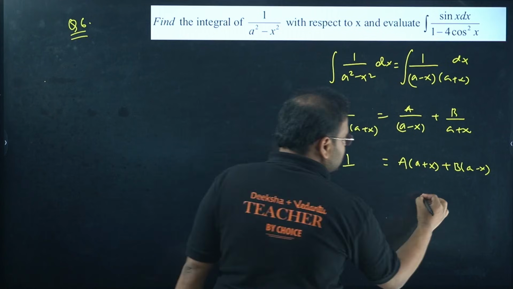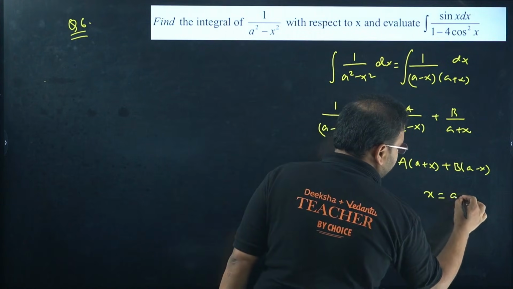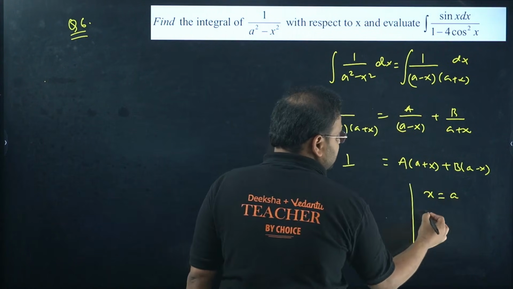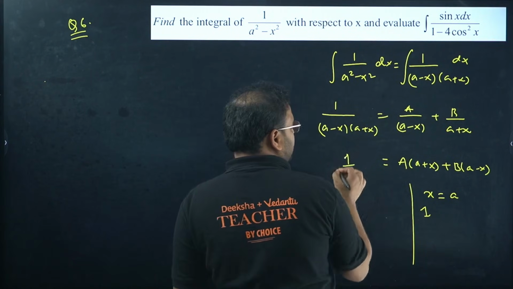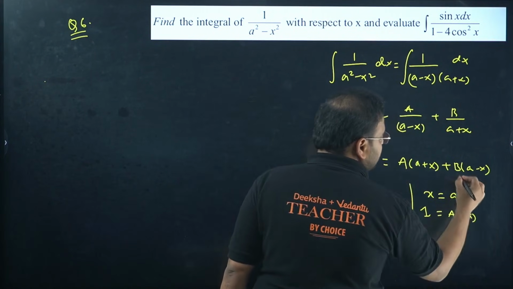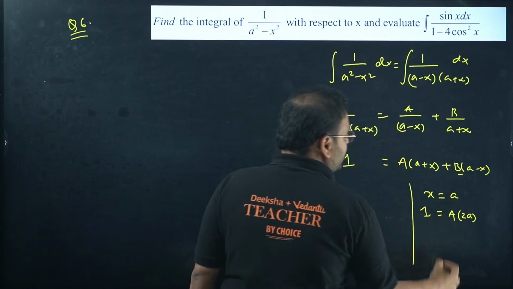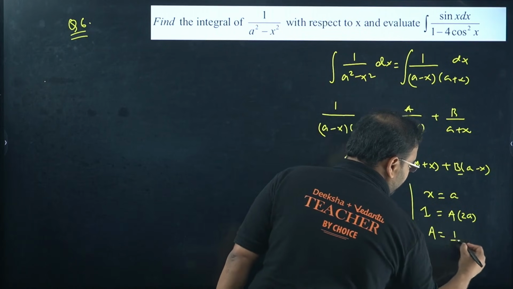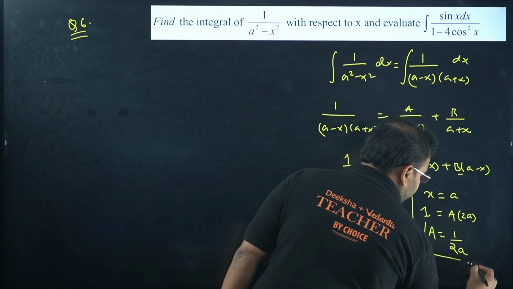Now in this, take x value as a. You're going to get the LHS equal to 1. This does not change, this is 1 only. This becomes A into (a plus a), which is 2a. This will be 0 because a minus a is 0. So you get the A value as 1 upon 2a.